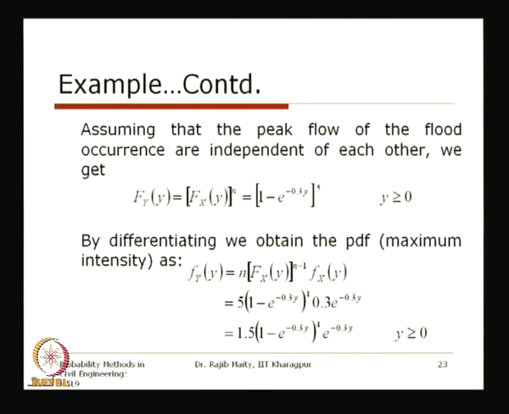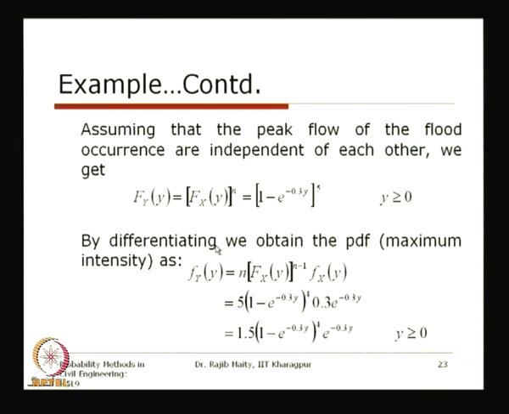Now, if we assume that the peak flows of the flood occurrences are independent of each other, then F_Y(y), where y is the maximum of the peak flows out of these 5 flood occurrences, should be the multiplication of their individual CDFs. So, F_X expressed in terms of y, to the power n: (1 minus e^(-0.3y))^5, where y is greater than or equal to 0.